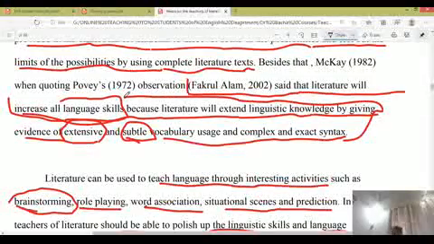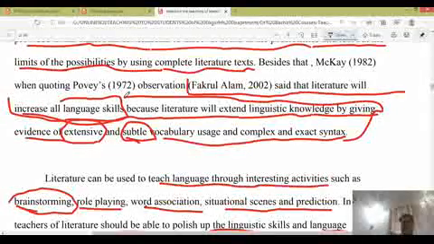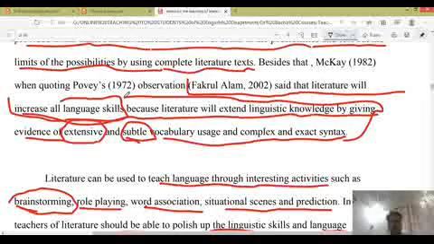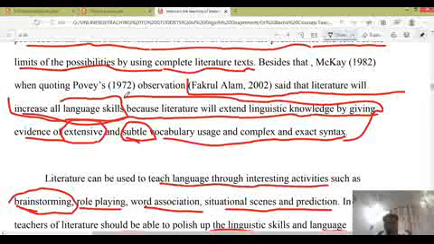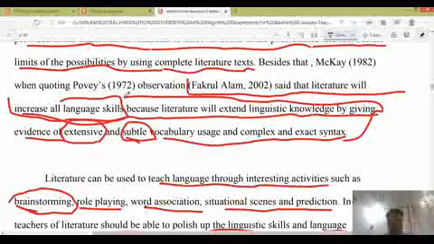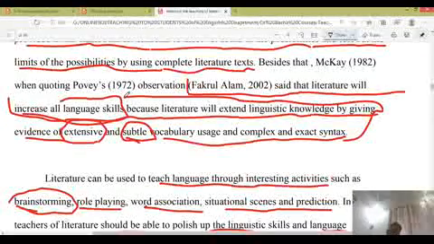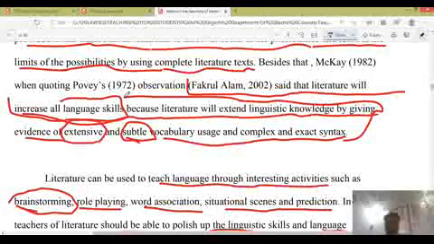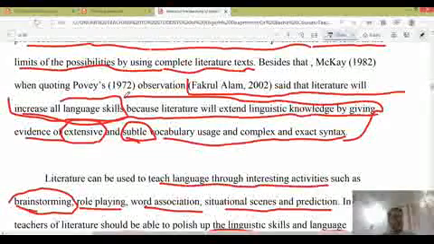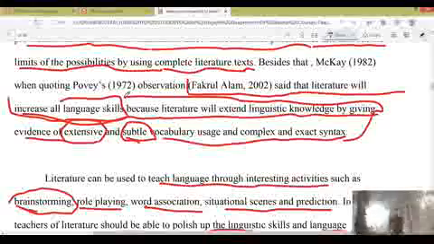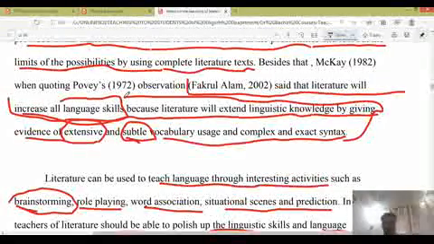It means that when you are exposed to a certain piece of literature, for example, let me give from literature, Charles Lamb, the person who is very famous for his personal essays. All right, Charles Lamb is very famous for his personal style of essays, and believe me, when you begin to read Charles Lamb's essays, the vocabulary he has made use of will extend your linguistic knowledge by giving extensive and subtle, meaning hard to understand, vocabulary usage and complex and exact syntax. The way he structured his sentences and used vocabulary would certainly extend your knowledge and improve your linguistic competence.